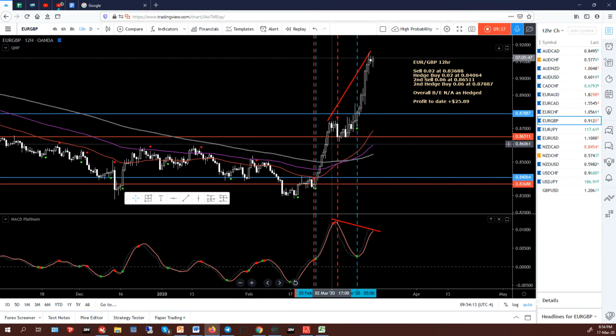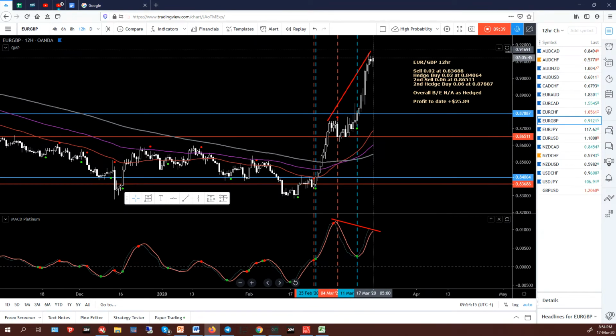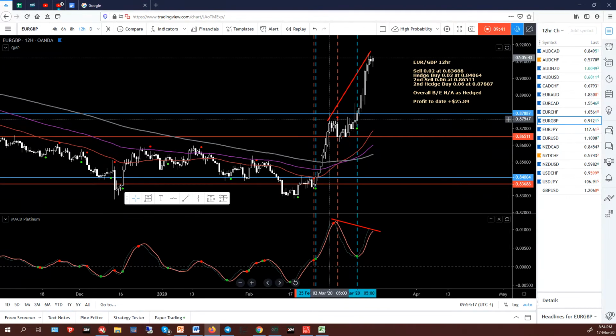Looking for a sell. Red trend lines are drawn in for looking for potential bearish divergence. Still has to be confirmed, not confirmed as yet until I get a red QMP dot.